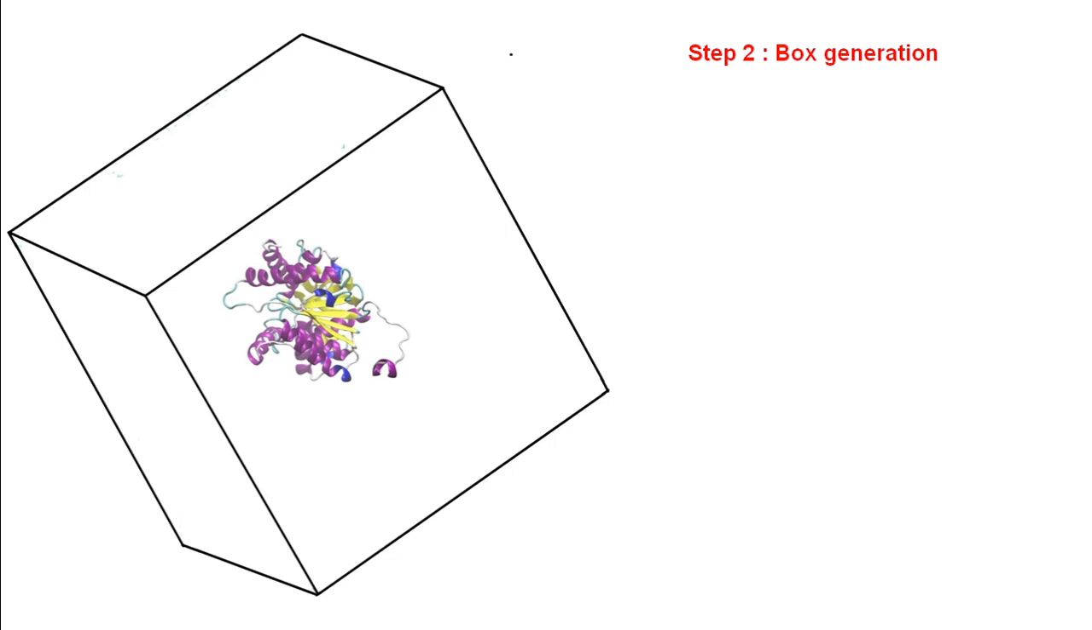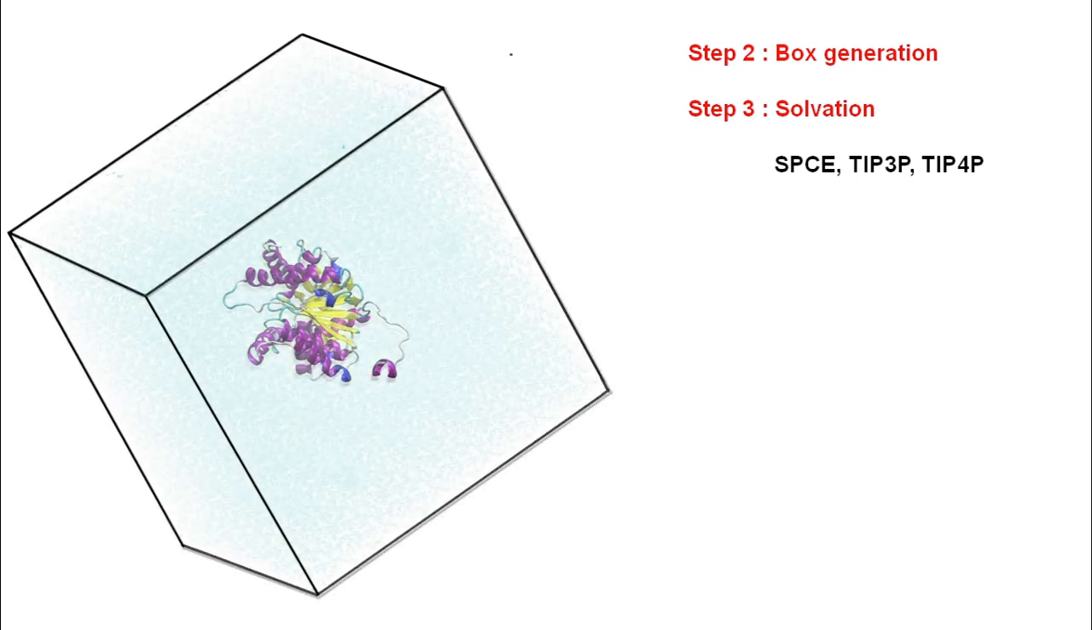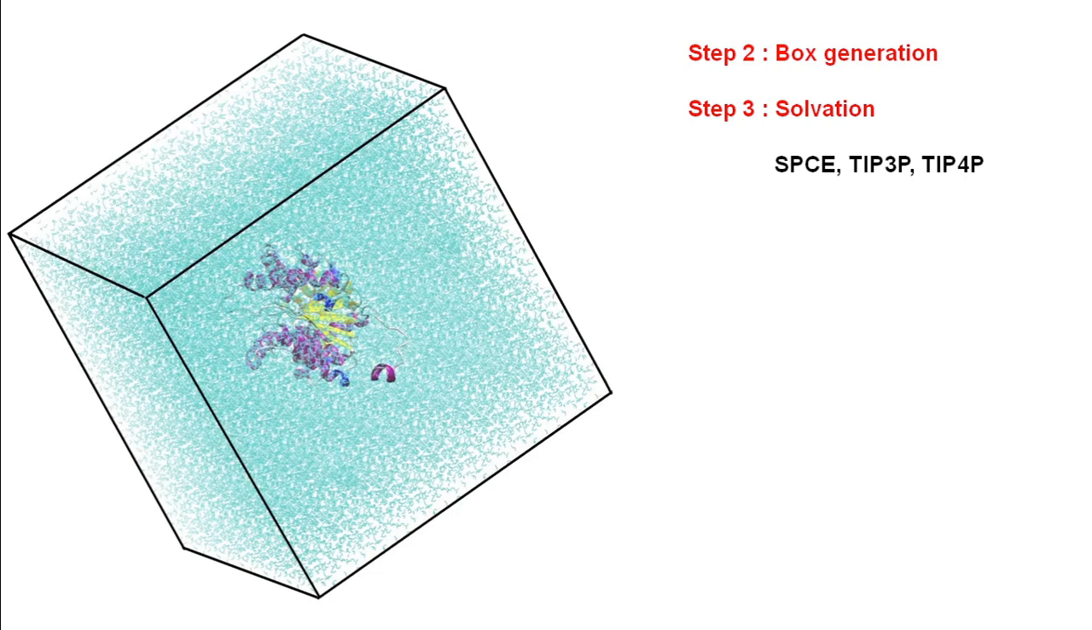The second step in molecular dynamics simulation is box generation. That means in this step, we create an isolated system. That's why we generate a box surrounding our input molecule. Okay. And then we solvate this box. That means we fill this box with water molecules to create or mimic an aqueous environment. And for that, we use different kinds of water models like SPC, SPC/E, TIP3P, and TIP4P.